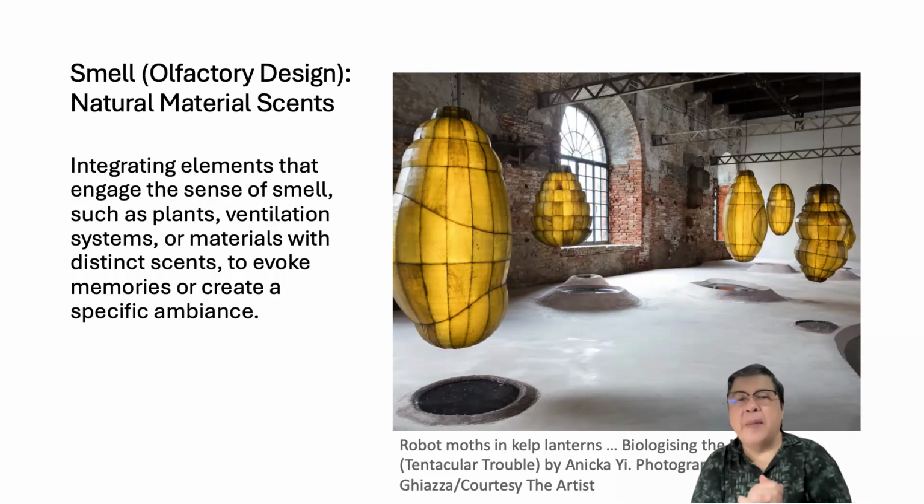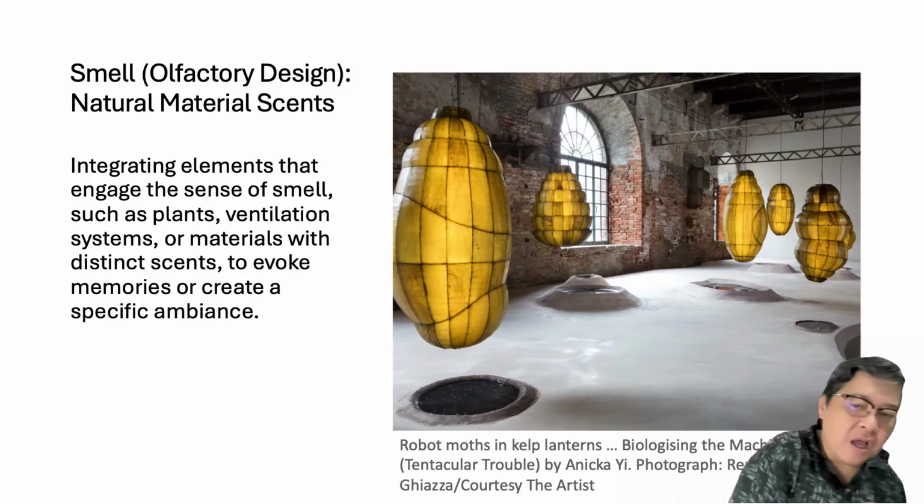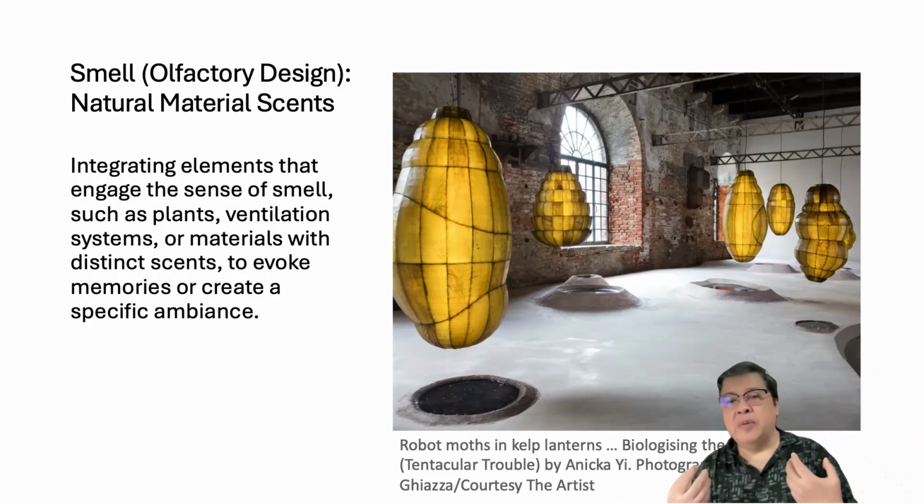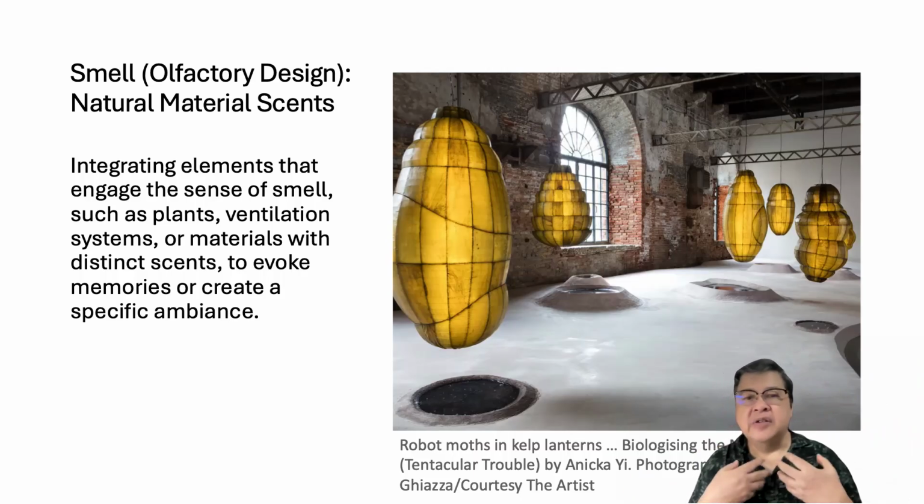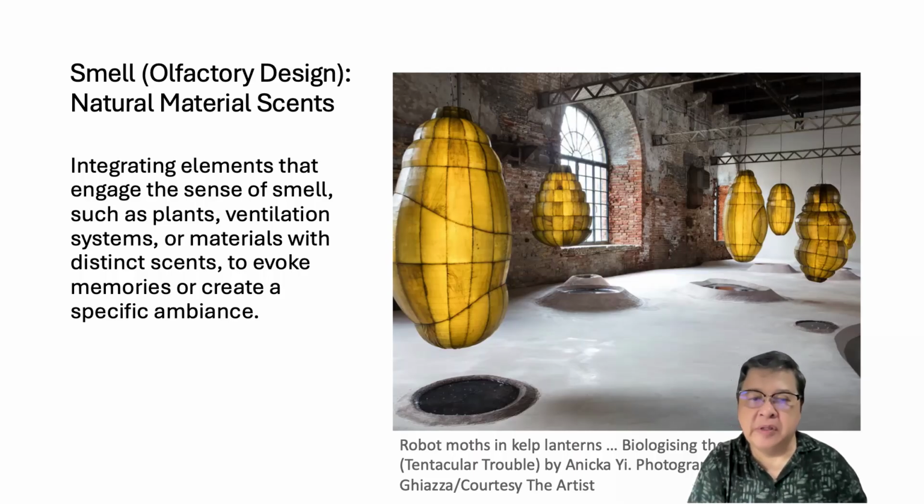So I'm giving you an example of an installation, robot moths in kelp lanterns, Biologizing the Machine by Tentacular Trouble by Anika Yee. This is in a space where there's an installation and the smell is evident. Natural material scent would also mean integrating elements that engage the sense of smell, such as plants, ventilation systems, or materials with distinct scents to evoke memories or create a specific balance.